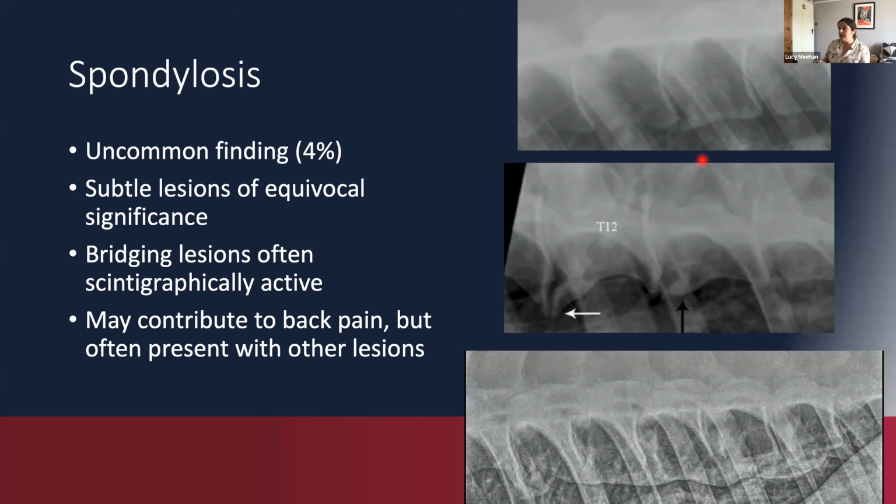We were seeing various grades, from a tiny, possibly incidental spur here, to these almost pseudo-articulations down here, and then you see this full bridging type lesion as well. Interestingly, these are the ones that are most active on scintigraphy, but the bone activity doesn't always correlate to pain. I think the most that we can say about these lesions is that they may contribute to back pain, but they're often present with so many other lesions, it can be quite difficult to assess their significance in full.